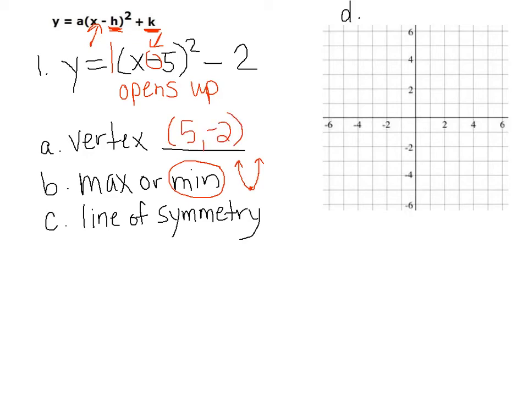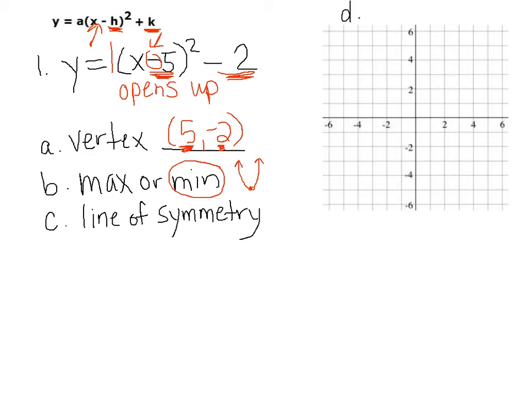Now, one place that you can make a mistake there is that some people will take the exact sign that they see here and here, and they will put that the vertex is -5, -2. Don't make that mistake. If it's in the parentheses, you take the opposite, so it's going to be a +5. At the end, it's on the outside, so you're going to keep that sign. It is a -2.